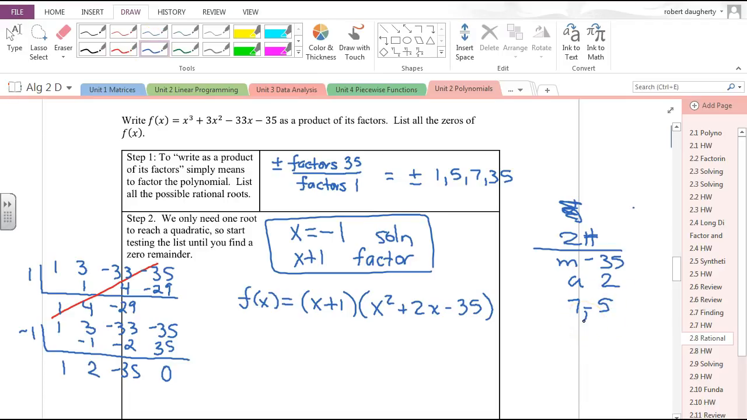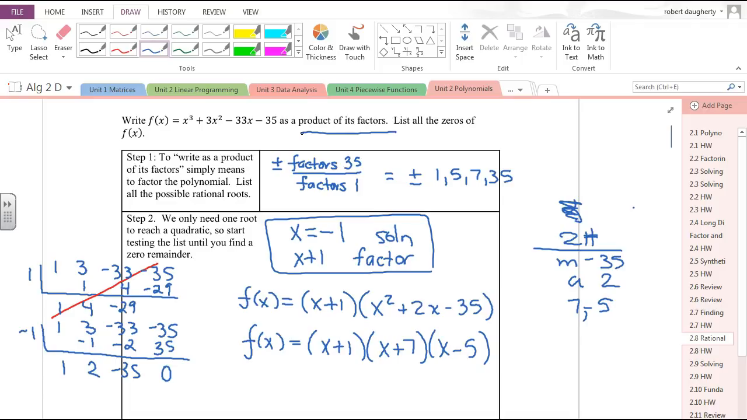So 7 and -5. Because this starts with an x squared, what can I do with those numbers? Yeah, that's my factorization. So this is x plus 1, and then what? x plus 7, x minus 5. Okay. So write this polynomial as a product of its factors. That's another way of saying factor this. This is completely factored. Okay. What if I ask you what are all the roots? What are all the roots to this polynomial?